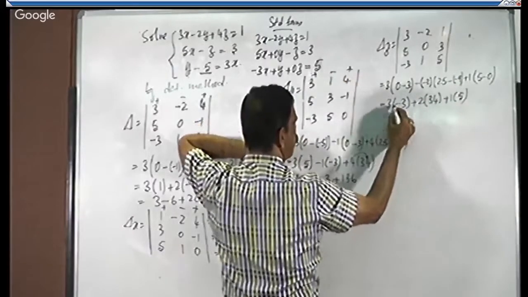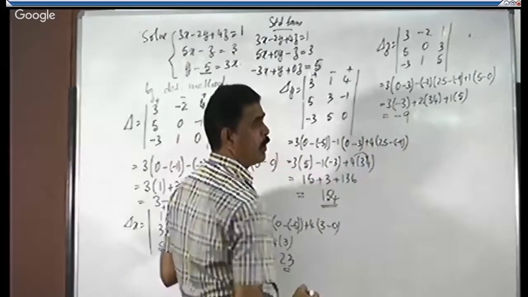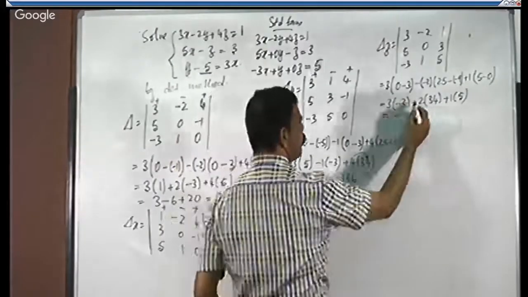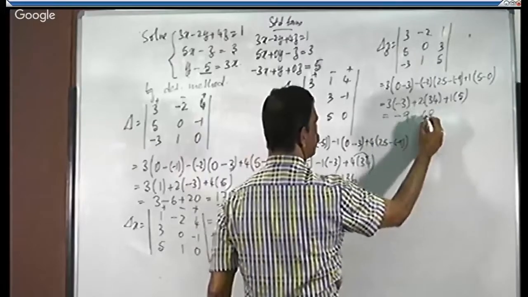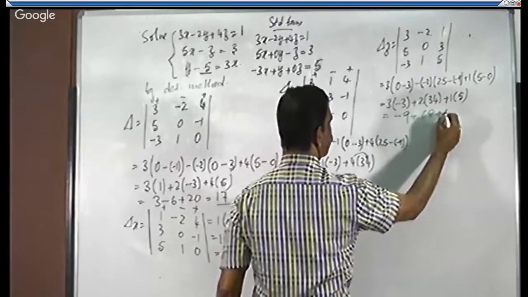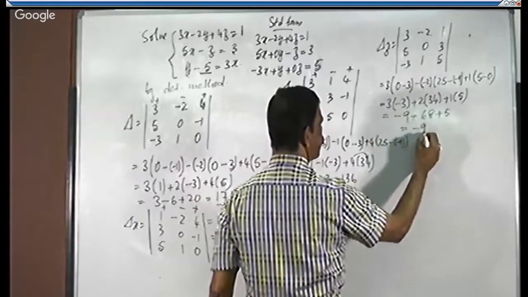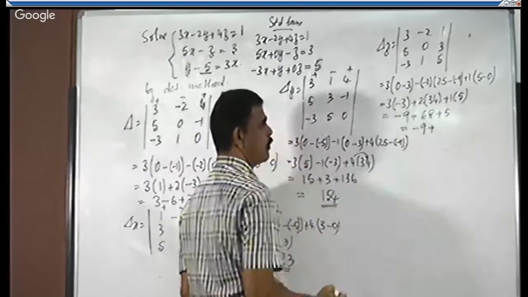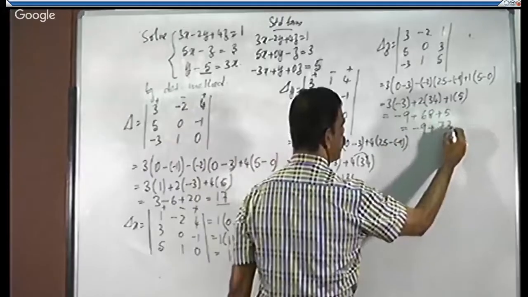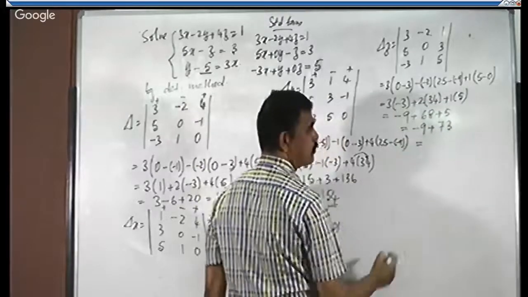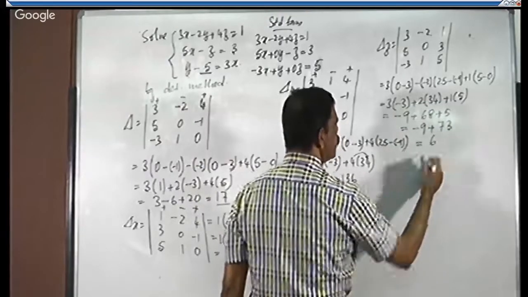Otherwise, minus 3 into 3 is 9. 34 into 2, plus into plus plus. 4 2s are 8, 3 2s are 6, plus 5. Or minus 9 plus 68 plus 5 is equal to 73. That is equal to 60.